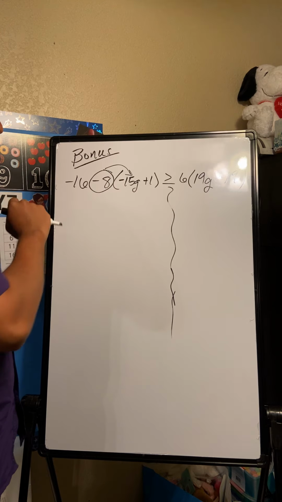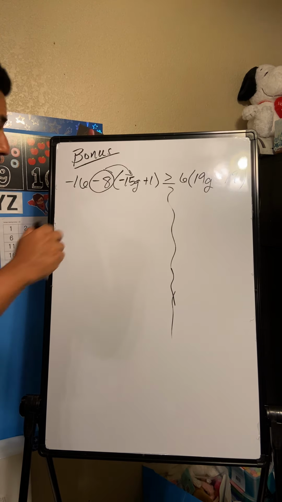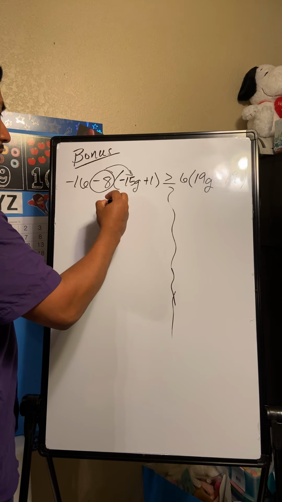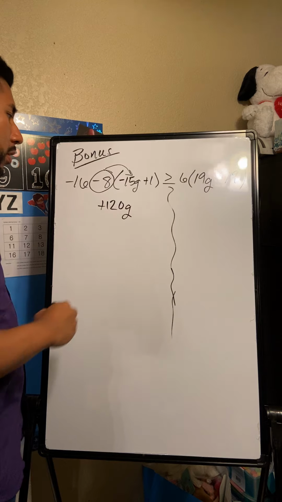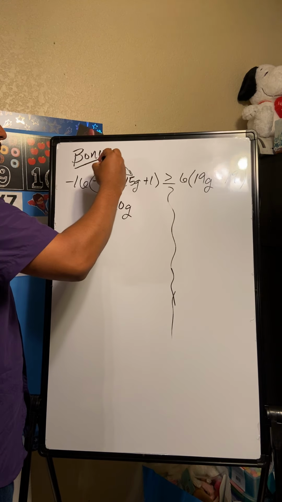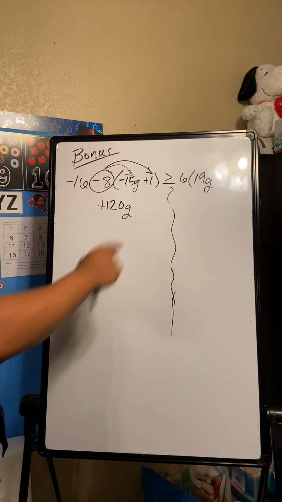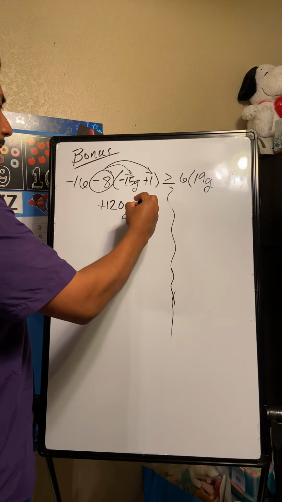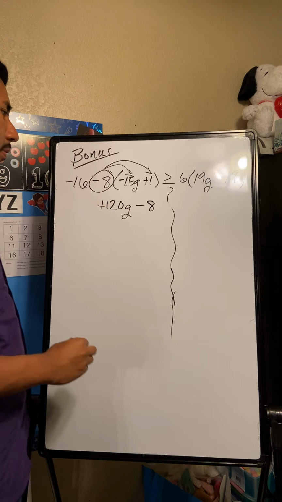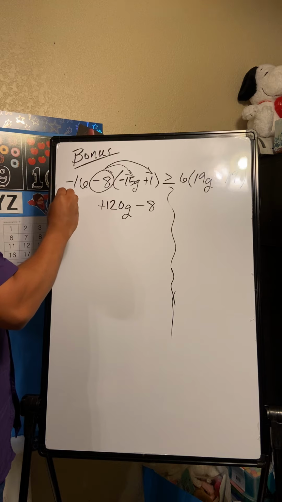-8 times -5. That gives me positive 120. Don't forget to leave the G. Next set, -8 times a positive 1. Use your calculator real quick. Gives you a -8. I can just bring down this -16 since we haven't played with it yet.